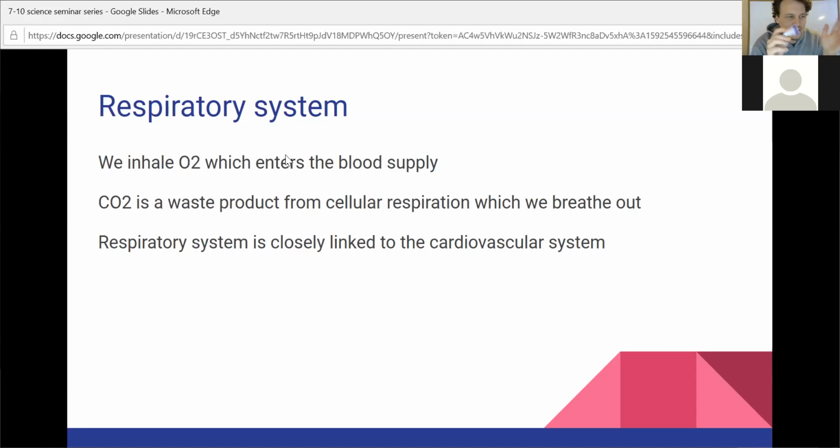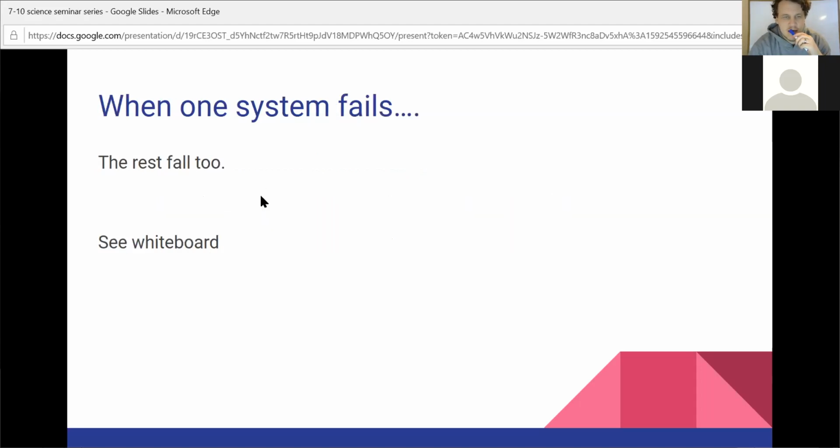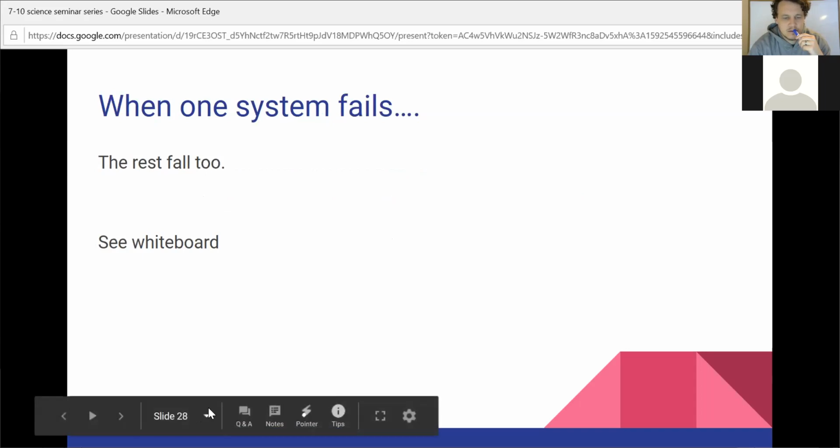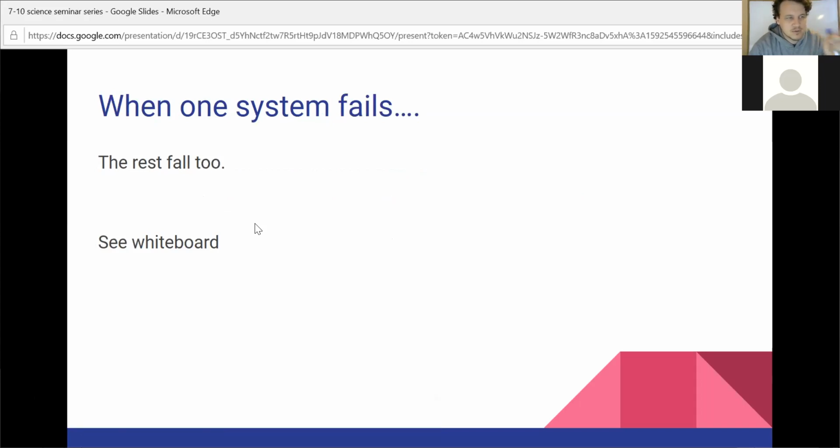And the respiratory and cardiovascular, circulatory, whatever you want to call it, they are intrinsically linked. When one fails, the other one will fail with. That was going to be with asthma. I'm going to do asthma and diabetes at the end, sort of what happens, which systems get affected.